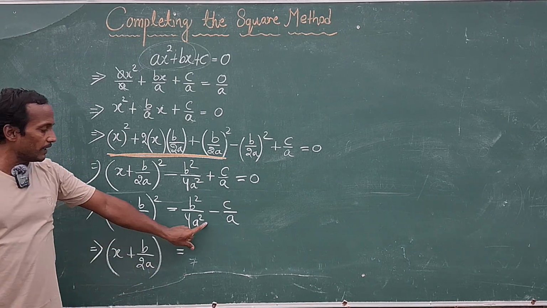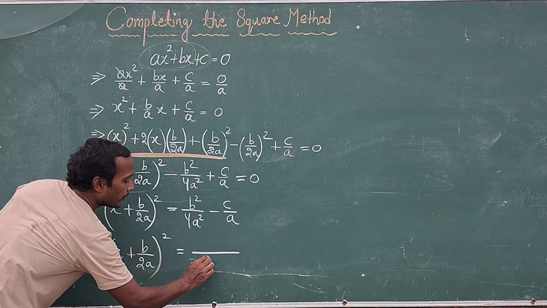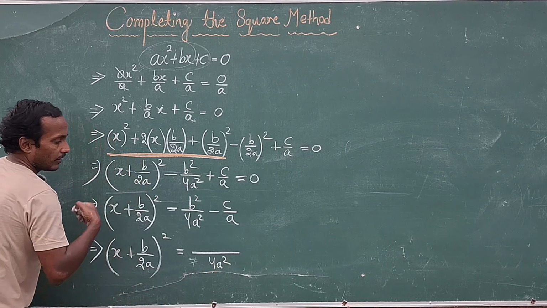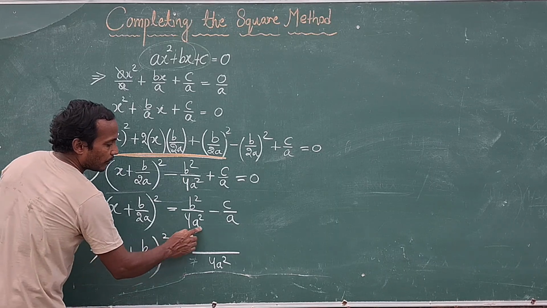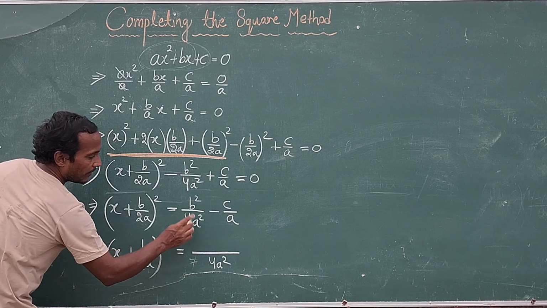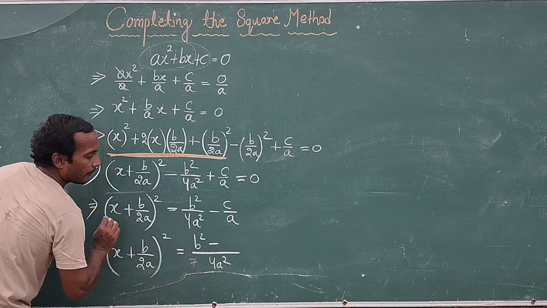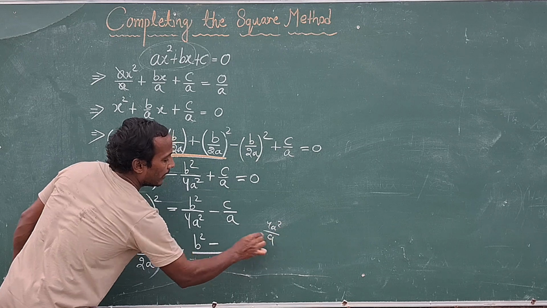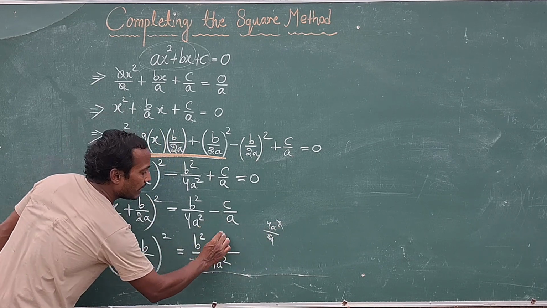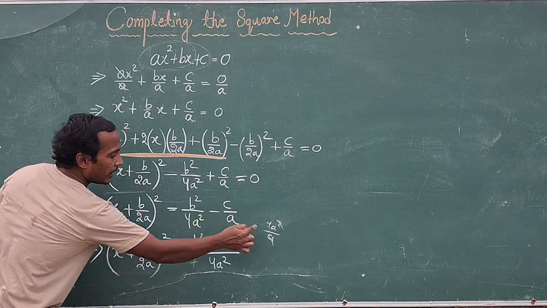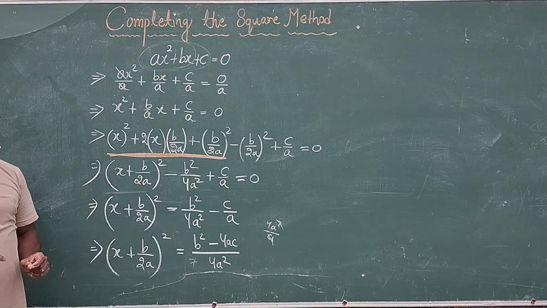Have a look at the right side now. We have in the denominator a and 4a square. LCM of 4a square and a is 4a square, since 4a square is a multiple of a. Now in the numerator we have b square minus, divide 4a square by a. 4a square by a is 4a, since a cancels the square. 4a will be multiplied with c, you get 4ac. Up to this, I hope it is clear.